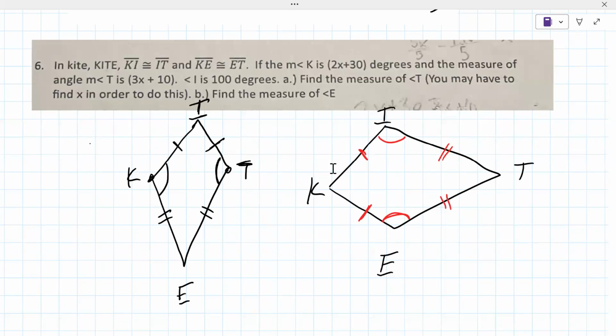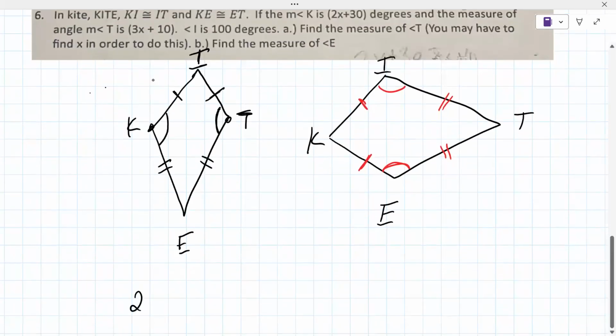There's more, but we'll hold off on that for now. So on this drawing here, it says the measure of angle K is 2x plus 30. Measure of angle T is 3x plus 10. And they're giving you the measure of angle I. We could find E from that. So K and T are congruent. Yes, and that means 2x plus 30 is equal to 3x plus 10. So maybe solve that for X.